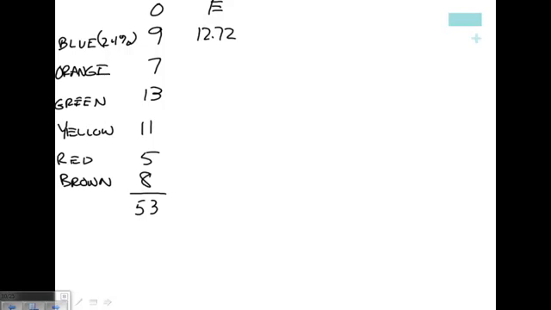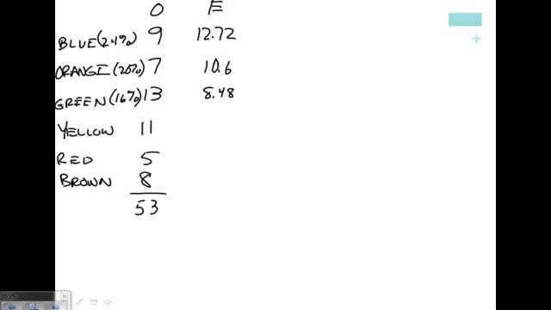For the orange, we had said that we expected 20% of them to be orange. So 20% of 53, that's 10.6. I should have had 10.6 orange M&Ms. Can't have exactly 10.6, but I'm going to leave the 10.6 there. Okay? For the green, 16% were supposed to be green. So I asked, what is 16% of 53? And I get 8.48.